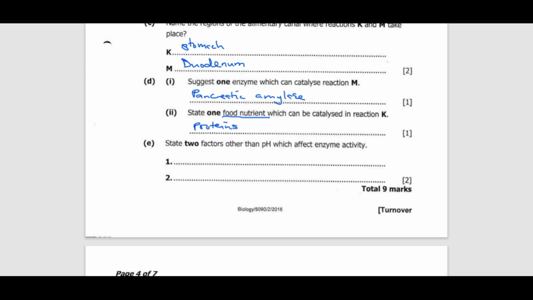So it states two factors other than pH which affect enzyme activity. So we are looking at what affects enzyme activity. So number one, temperature. Temperature affects the activity of enzymes. After reaching the optimum point, the enzyme is denatured or its activity starts decreasing, meaning that after reaching a certain temperature, it will be inactive.